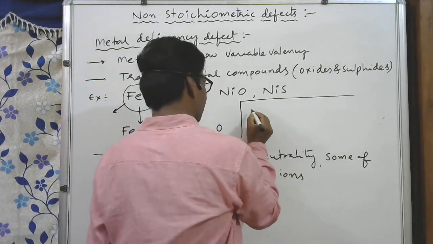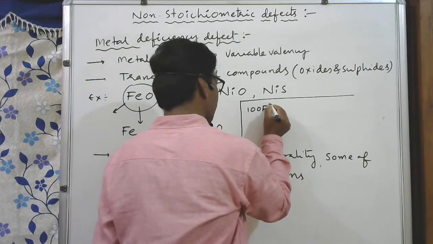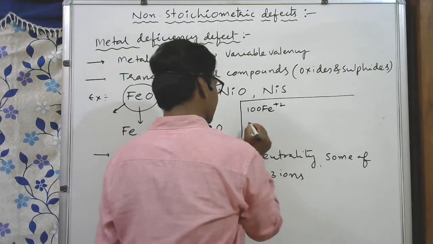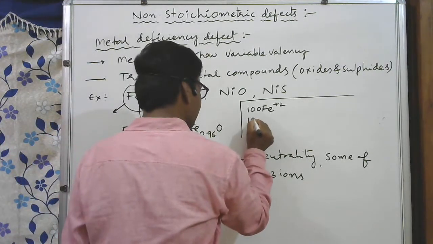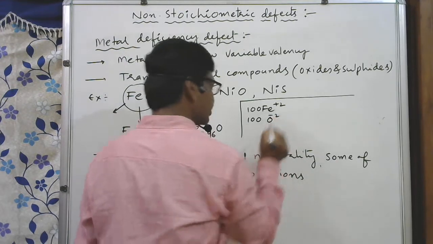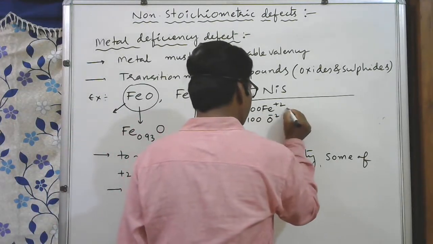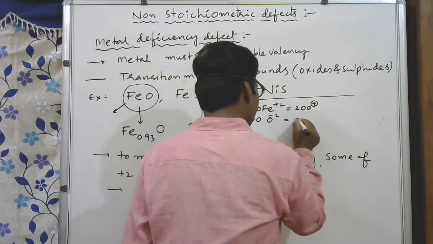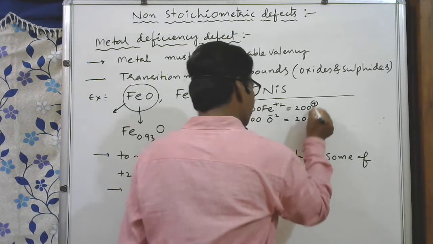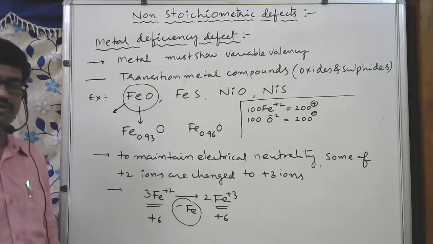for example, in FeO, 100 Fe plus 2 ions are present. If you take 100 Fe plus 2 ions, there should be 100 O minus 2 ions. So how many positive charges are present? 200 positive charges are present, and similarly 200 negative charges. The 200 positive charges get cancelled by the 200 negative charges, so it becomes neutral. Neutral means it is stable.